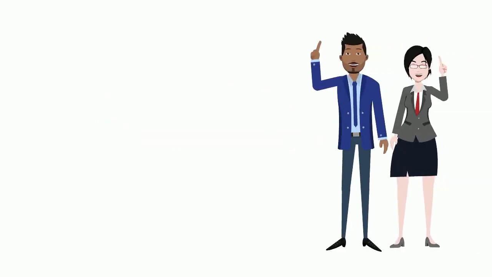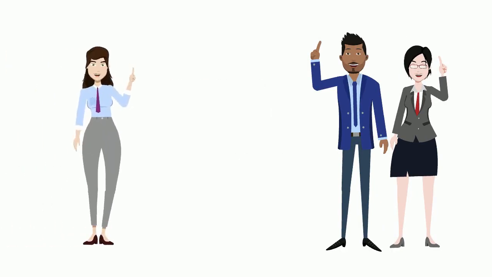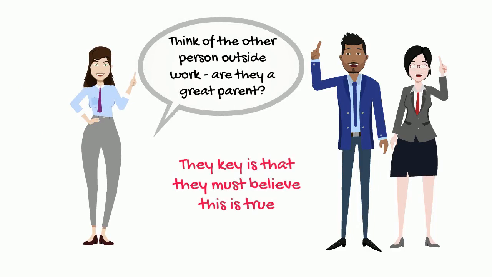If you work with somebody, you should be able to find at least 8 good things to say about them, even if some ideas are a bit lame. As the facilitator, you can also encourage the participant to think of the other person outside of work, such as saying they're a great parent, but the key is that they must believe this is true.